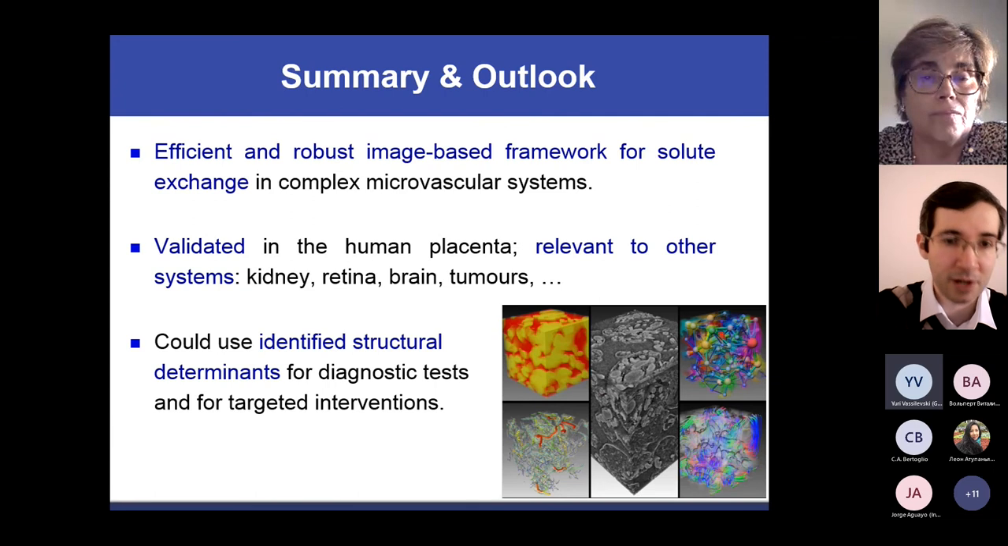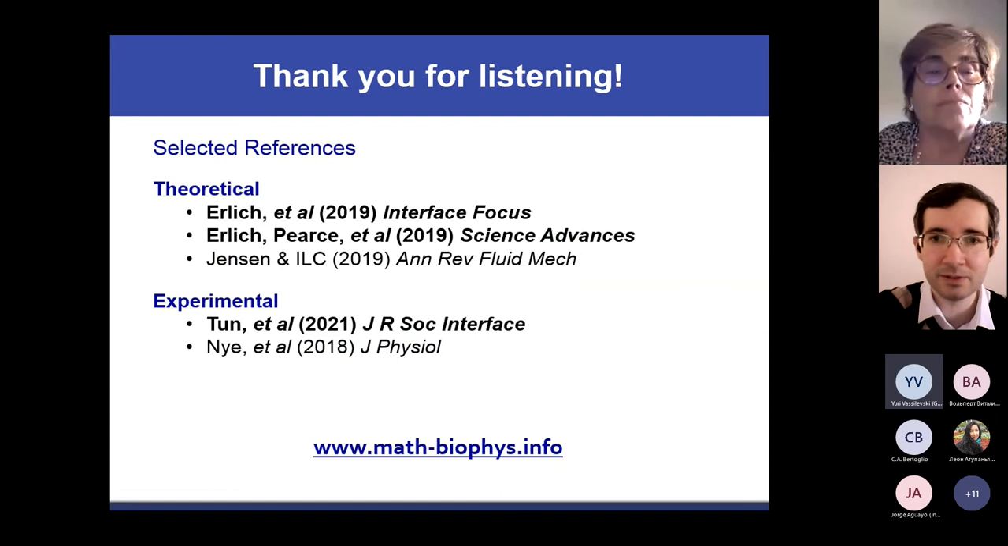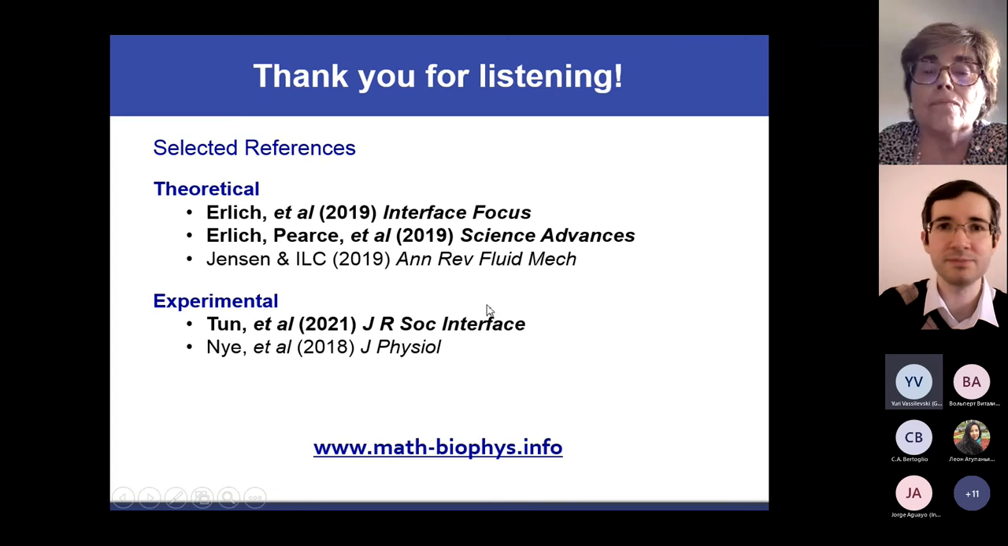But what is interesting for us and for my medical collaborators is that once we know what to look for, we now have structural determinants, not just individual parameters, but their combination. We can start asking questions of how these determinants are changed in pathologies by looking at pathological placentas, and ask how we can change them in the most efficient way to bring them back to more normal looking placentas. So thank you again for your attention. And if you're interested, there are relevant publications highlighted, and I would be very grateful to answer any questions.